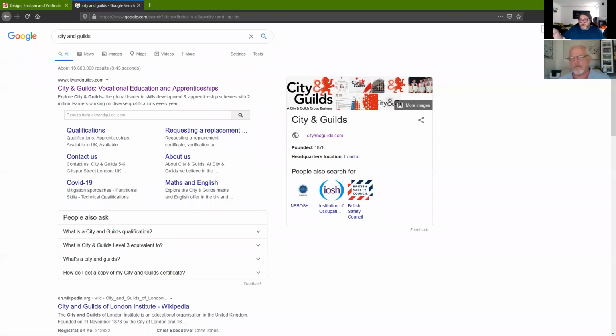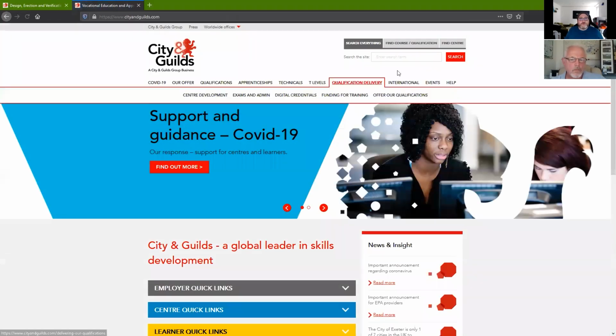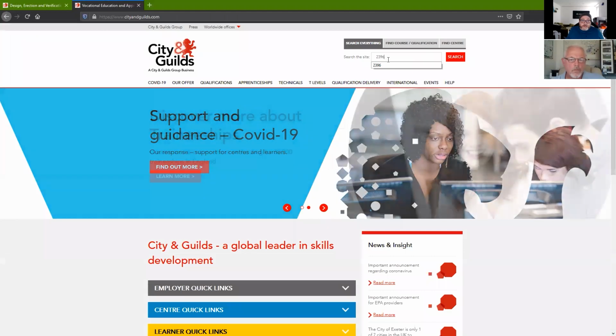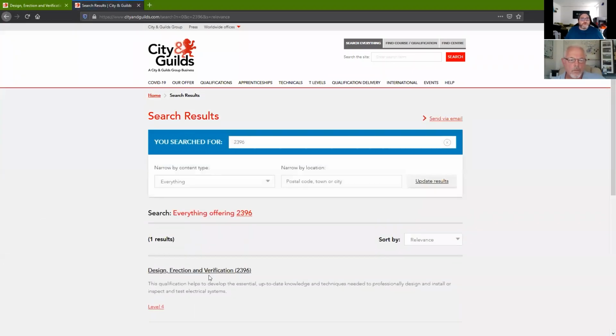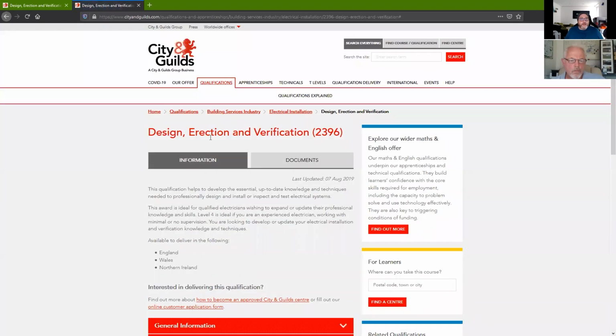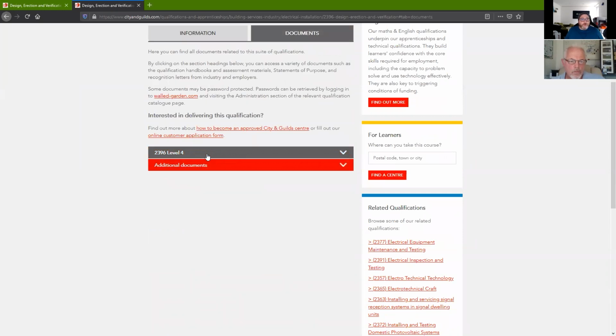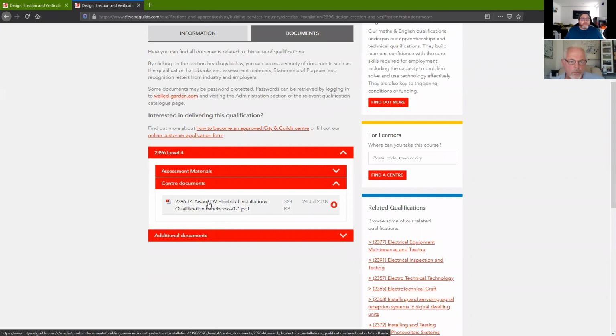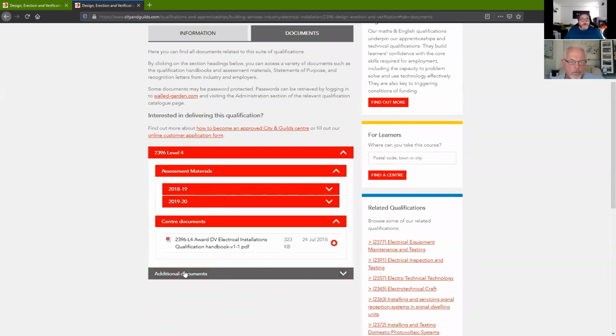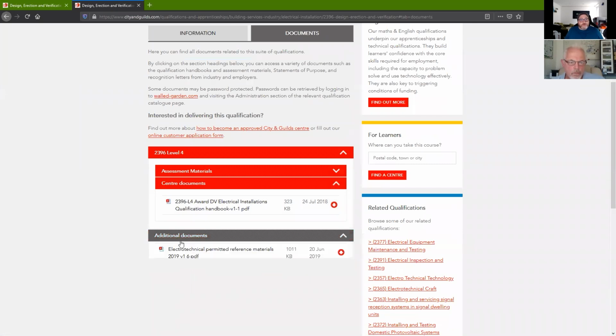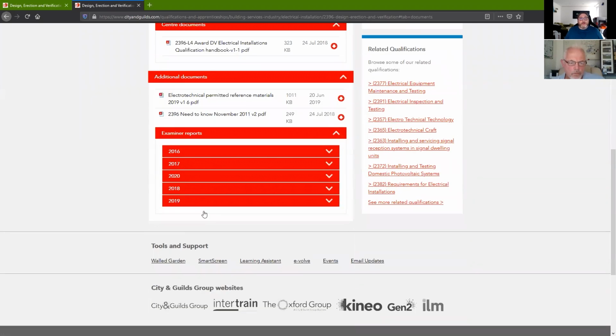Right, before we finish, we'll show you where you can register interest if you are interested. But even if you're not, Google City and Guilds, go to the City and Guilds site, and go to this little search the site box. This is what we did earlier, 2396. And then you have this qualification here, with the description of the qualification and some information, and you've got documents. There's the qualification handbook in the centre documents. Do read that. Assessment material has the drawing, which you could download. But we've been in this area here, additional documents, examiner reports, and you can download them.